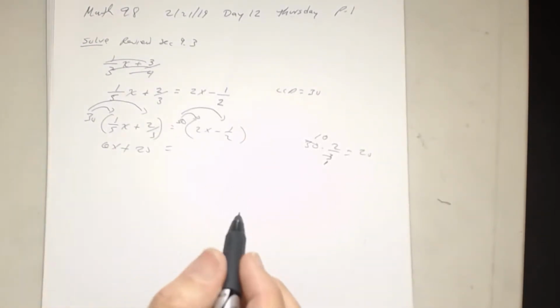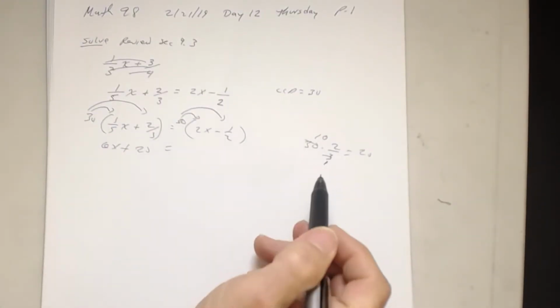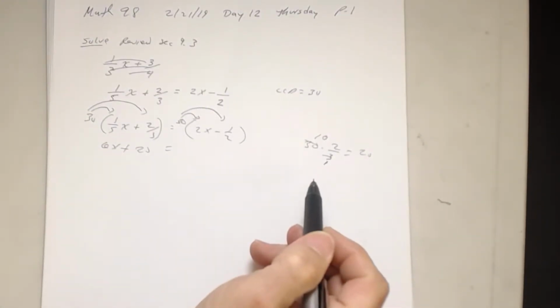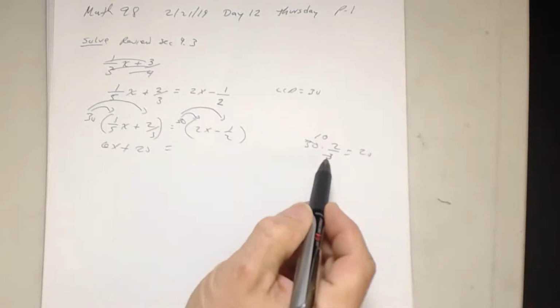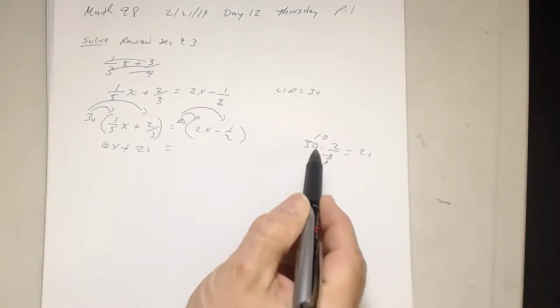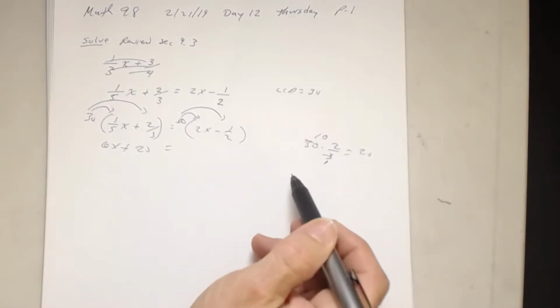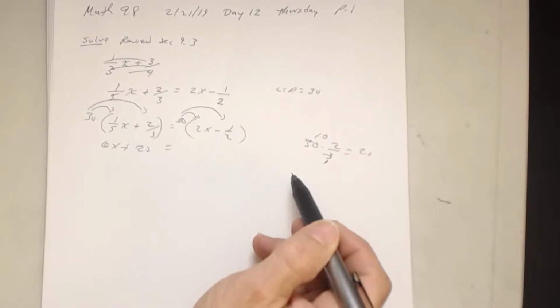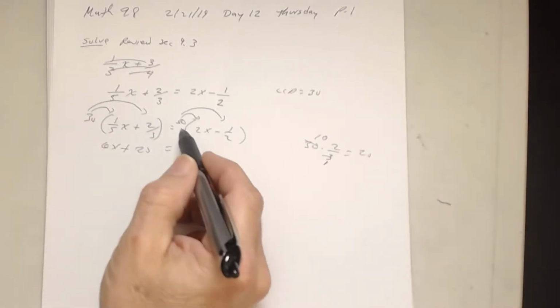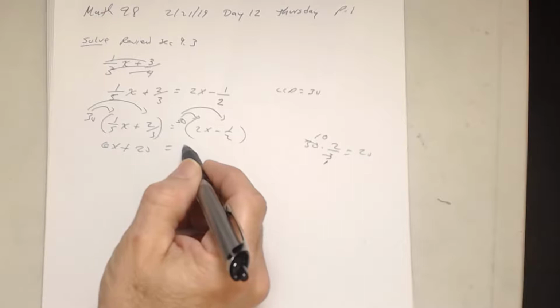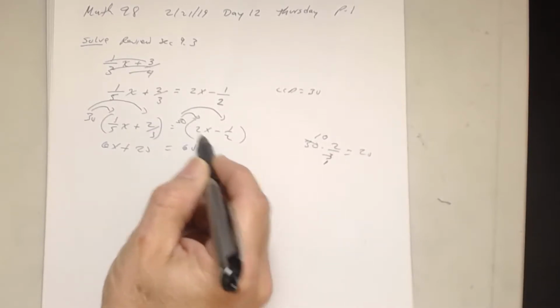Wait, I'm sorry. How do we get 20? 10 times 2 is 20. 3 into 3 is 1. 3 into 30 is 10. 10 times 2 is 20. Okay? All right, now 30 times 2x is 60x. Minus, what's 30 times a half?